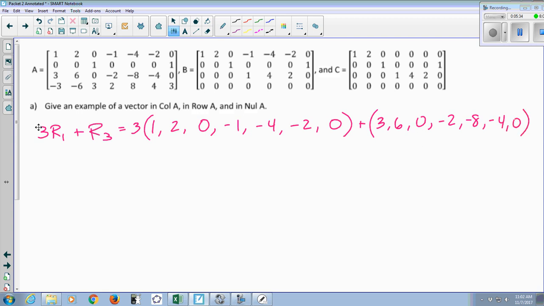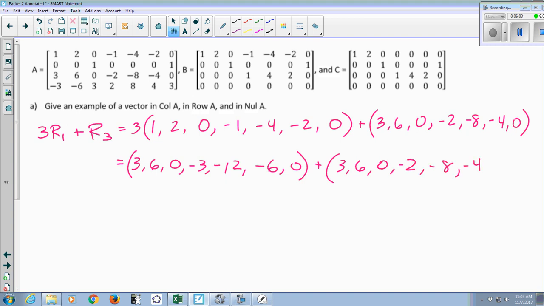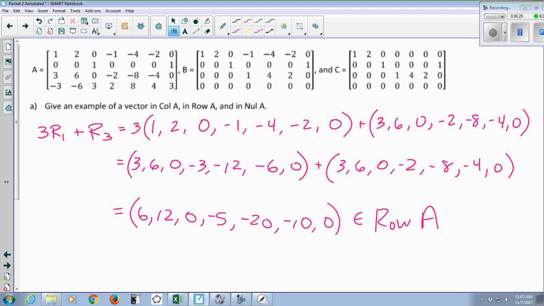Again, you can write these vertically if you're more comfortable looking at vectors vertically. Your book often does rows horizontally, just because they're already written horizontally because they're rows. So this just reminds you I'm working with a row space. So this is 3, 6, 0, -3, -12, -6, 0, plus. So this is just a single element from the row space: 6, 12, 0, -5, -20, -10, 0. That is one vector in the row space of A, a linear combination of the rows of A.